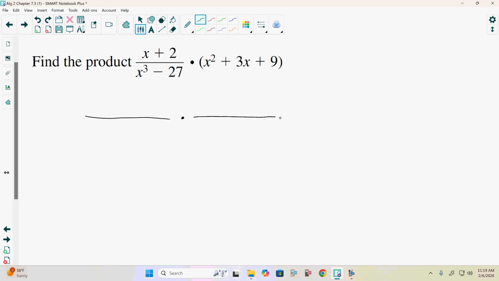Because we actually have two parentheses or two fractions being multiplied together, we can write them as two fractions. And we can see that the x plus 2 over x cubed minus 27 is actually written as a fraction. Our x squared plus 3x plus 9 does have a denominator. The bottom of the fraction, what is on the bottom of that fraction? 1. Any number is always over 1. We just never write it, because if I divide something by 1, we just get that number back. So it's always understood that this denominator here is 1.